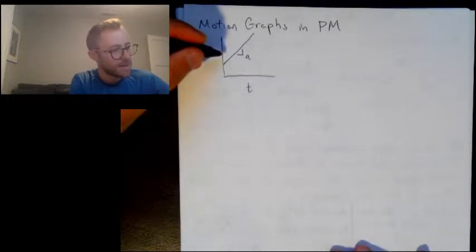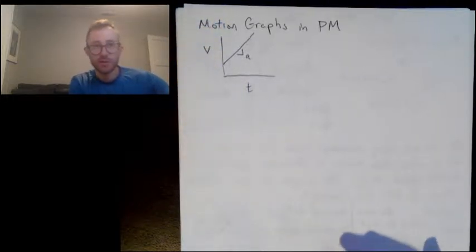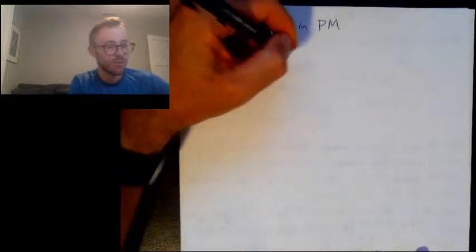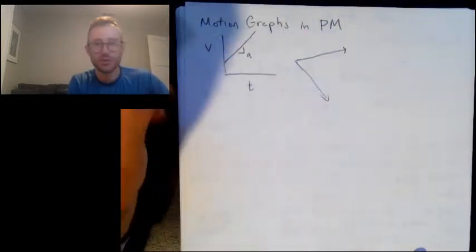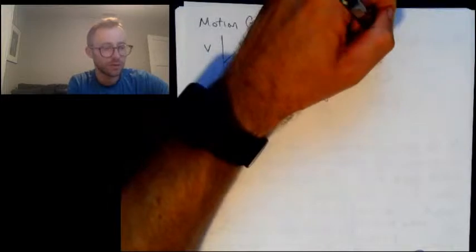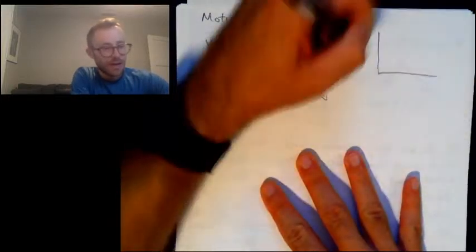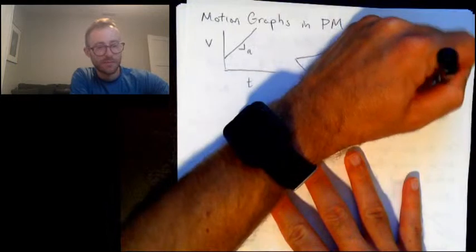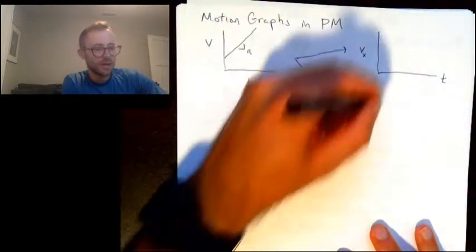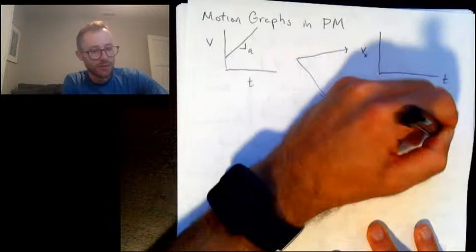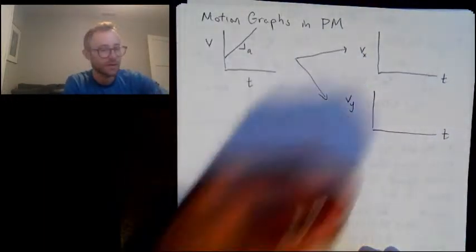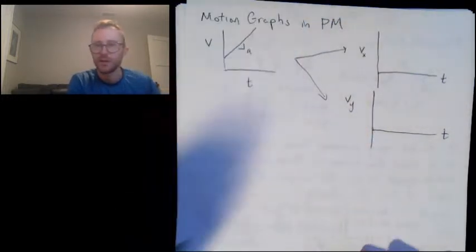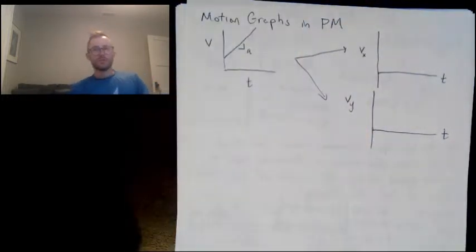Okay, so in projectile motion, because the projectile is moving horizontally or diagonally, we actually are going to have two velocity time graphs. We're going to have an x velocity versus time graph, and we are going to have a y velocity versus time graph. Okay, so we have two graphs. Now, what do these graphs look like?